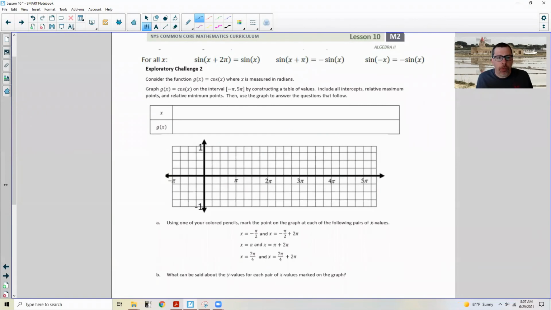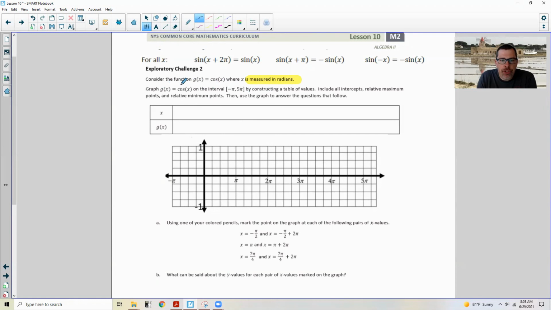Okay, so this is page 5, exploratory challenge 2, but before we get to that, let's just recap what we just did. We came to the conclusion that for all x, the sine of x plus 2 pi equals the sine of x because it repeats every 2 pi. The sine of x plus pi equals the negative of sine x, and the sine of negative x equals negative sine x. Okay? All right, so now we're going to talk about cosine theta. And again, there's no degree symbol here, so this will be measured in radians.